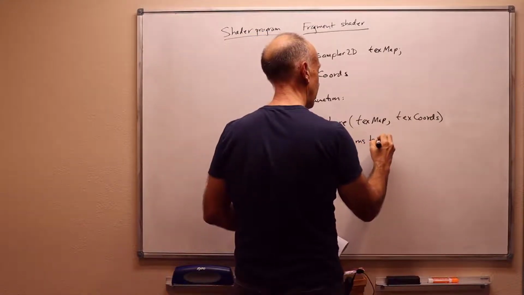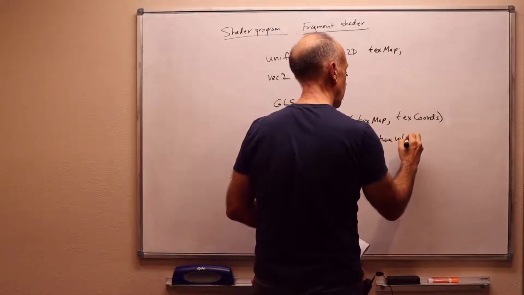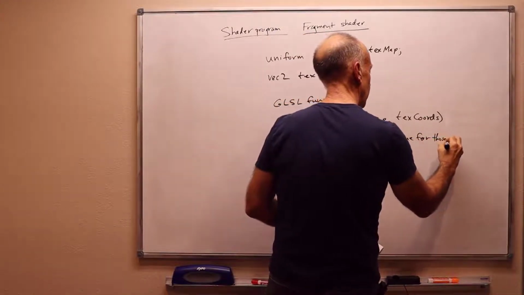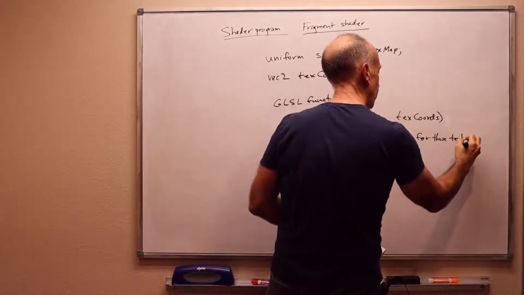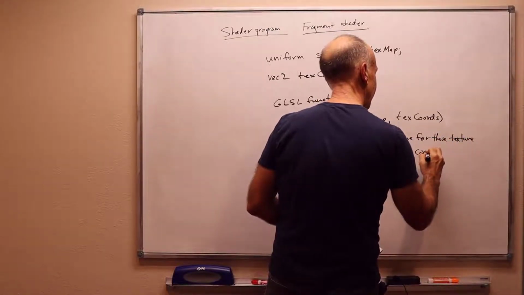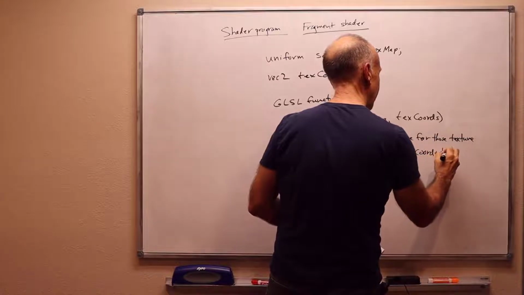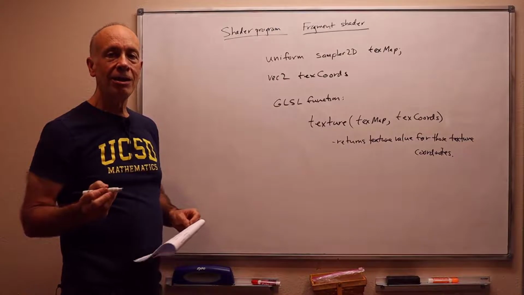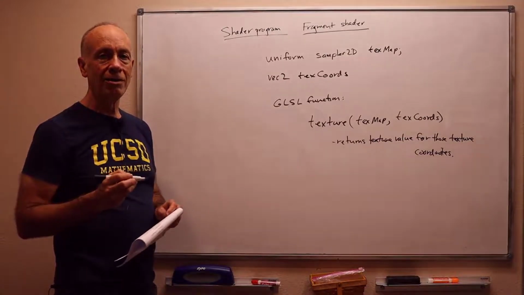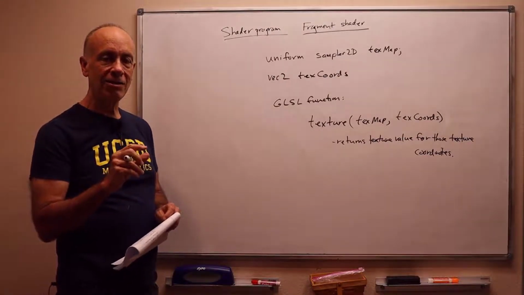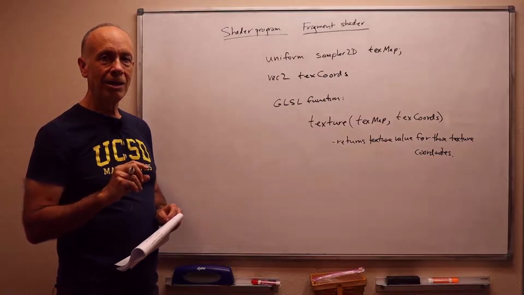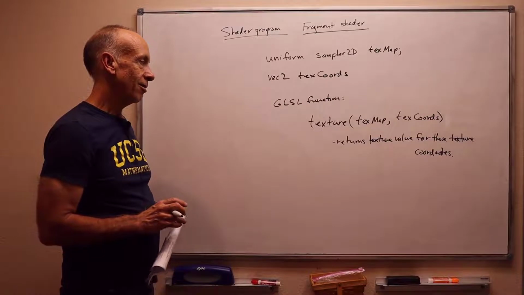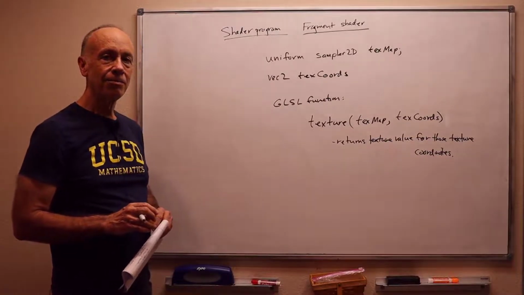So it returns the texture value for those texture coordinates. And this is a very powerful but simple to use function. It's very powerful because it does everything you want it to do in terms of bilinearly interpolating between pixel values and linearly interpolating between MIP levels. All of that's done for you when you call the texture function.